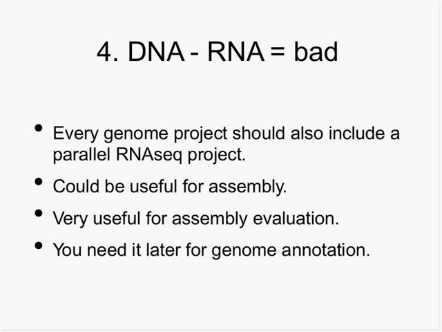Point 4 is DNA minus RNA is bad. Every genome project should also include a parallel RNA-seq project. It's not very expensive to do RNA-seq these days, so there's no reason not to do it. It could be useful for assembly. There really aren't any genome assemblers that use RNA-seq information, but they could. There's no reason not to scaffold contigs together by RNA-seq. It seems like an obvious thing to do, and none of the packages are really doing it right now, but I would expect them to start doing that.